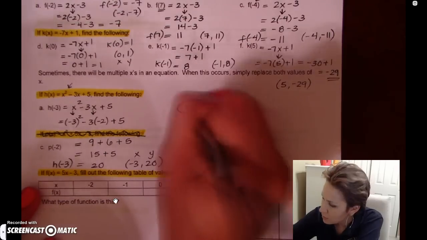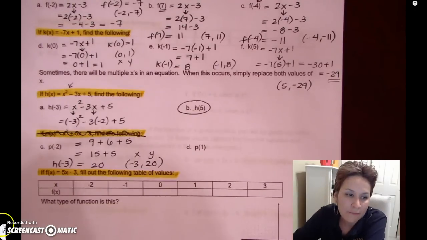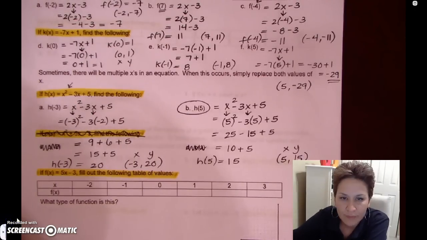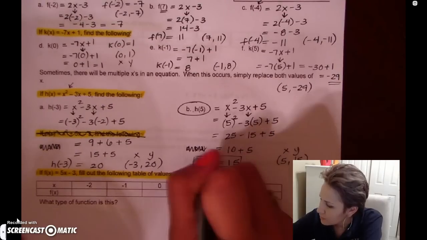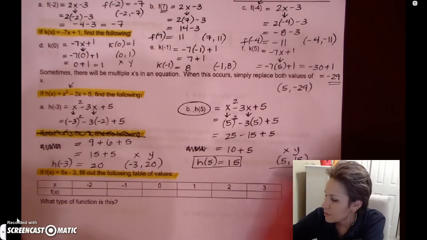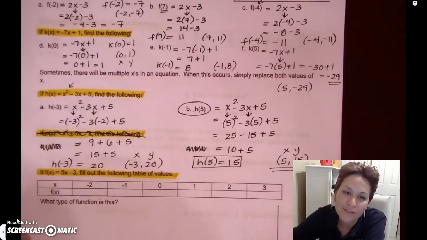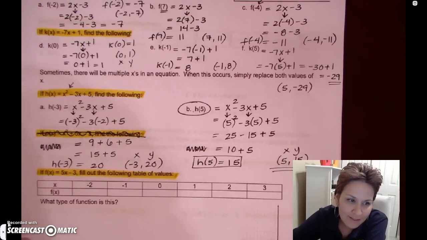Okay, your turn. I want you to try B. So the final answer was h of 5 is equal to 15. Here's your ordered pair. Did you get that one right? If you did, you're starting to get the hang of this. Yay!